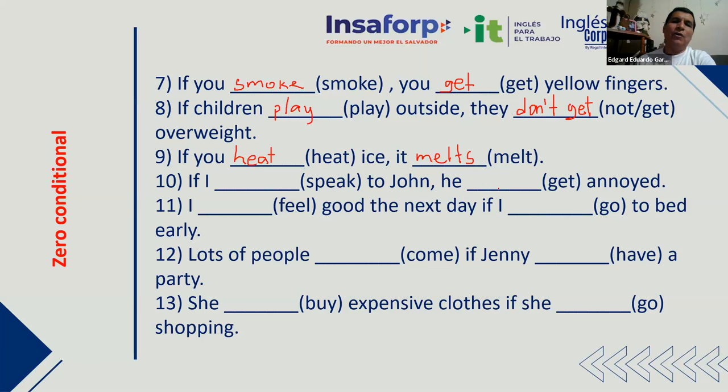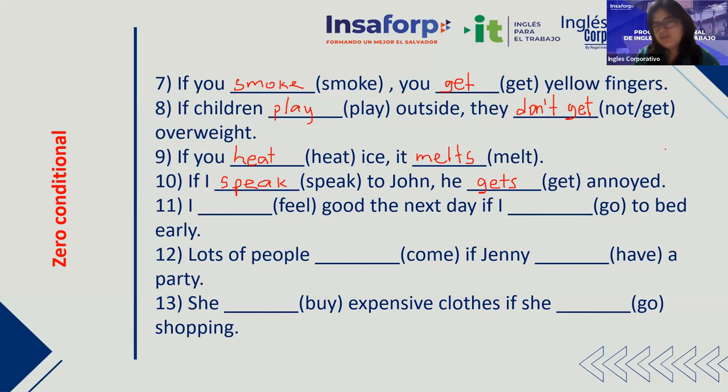Okay, number 10. If I speak to John, he gets annoyed. ¿Qué significa annoyed? No, I don't know, teacher. It's a new word for me. Annoyed es molesto. Entonces dice, si le hablo a John, se va a molestar. Es tercera persona, le vamos a poner gets. He gets annoyed. If I speak to John, he gets annoyed. ¿Verdad? Si le hablo a John, se molesta.